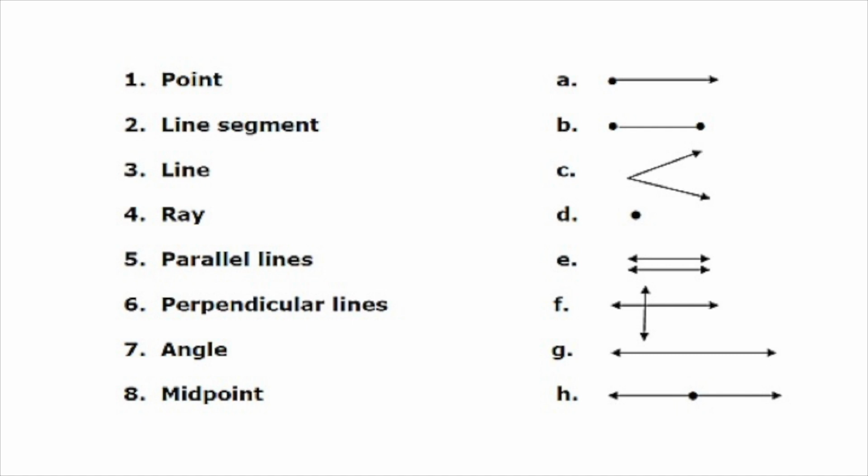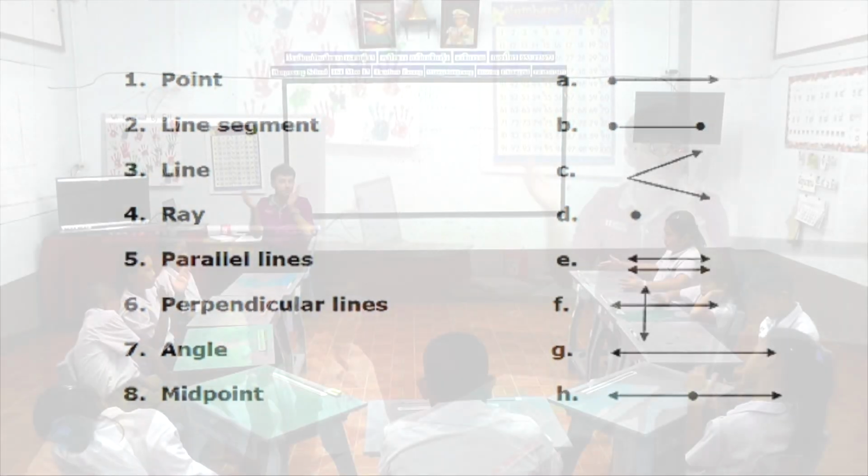Number 7 is the angle, two lines meeting at one end. C, perfect. And finally, the midpoint. Mid means middle. So where can we see the point in the middle? Excellent, it's H. Any questions, guys? That was excellent, well done.